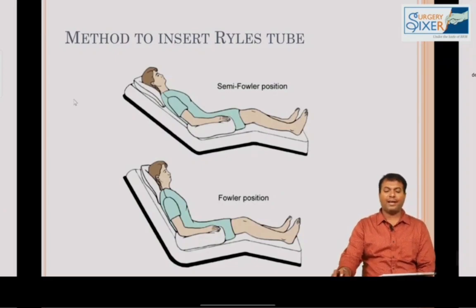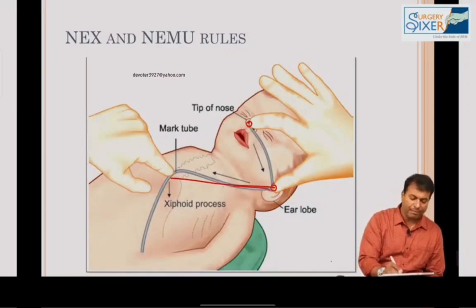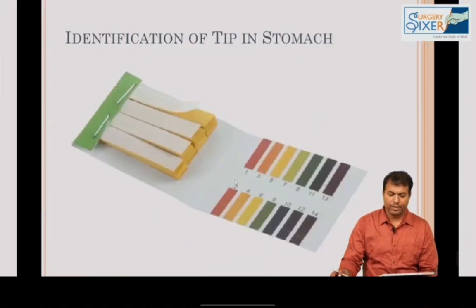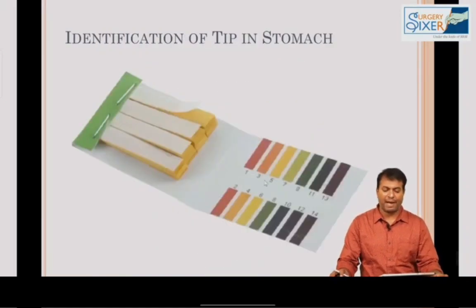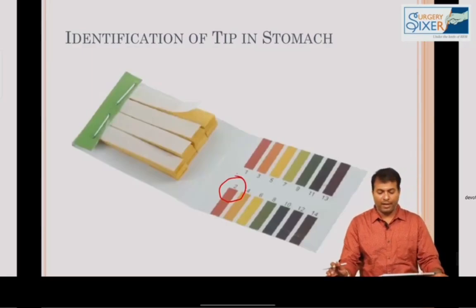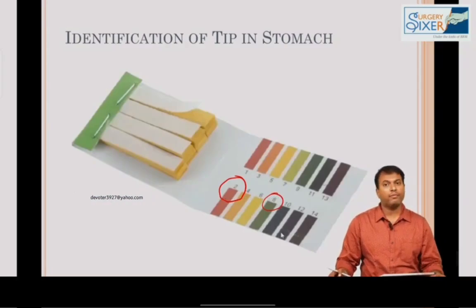And how to calculate the ideal length of the Ryle's tube is by using the rule known as the NEX rule. Nose, ear, to the xiphoid for adults, and the midpoint between xiphoid and umbilicus for pediatric age, known as the NEMU rule, is used in pediatric age. So how to identify the tip is in the stomach? You can see the typical litmus paper. Once you take the aspirate and put it on the litmus paper, the color will change: an acidic medium will change to red color, and if it is an alkaline medium, it will be green color. So there are many types of litmus papers. This is a yellow litmus paper to identify whether the fluid is acidic or alkaline.